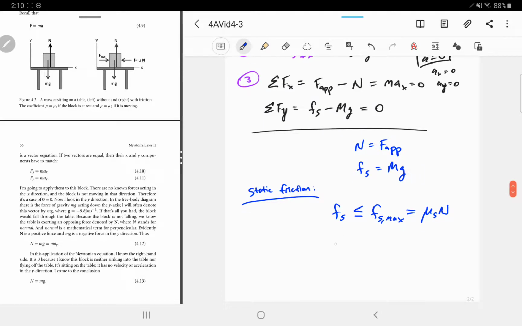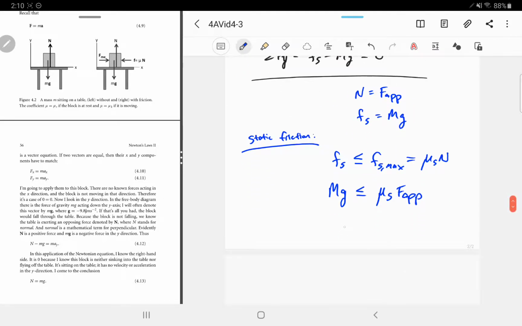So let's do this. Okay, we have mg. Fs is equal to mg. This is going to be less than or equal to mu sub s times the normal force, F applied. Or in other words, F applied has to be greater than or equal to, so notice how this side is greater than or equal to the left-hand side. F applied is greater than or equal to mg over mu sub s.